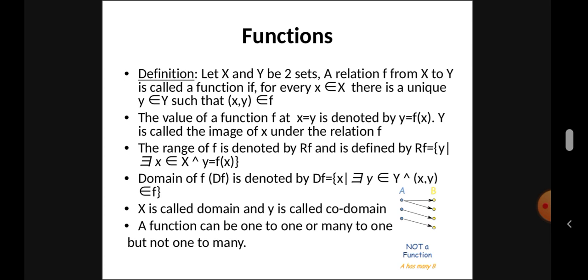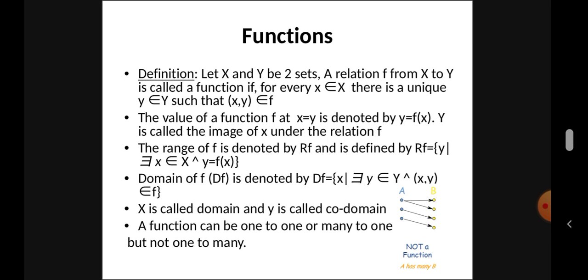Let X and Y be two sets. A relation f from X to Y is called a function if for every x element of capital X there is a unique y element of Y such that (x, y) is an element of f. And the value of a function f at x equal to y is denoted by y = f(x), and here y is called the image of x under the relation f.